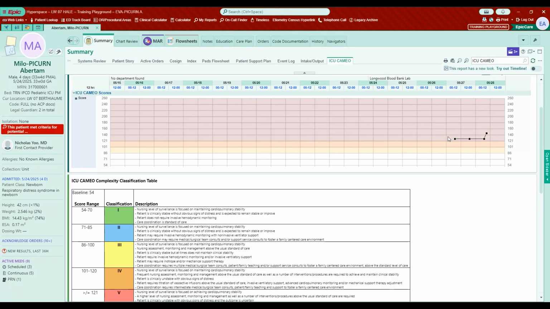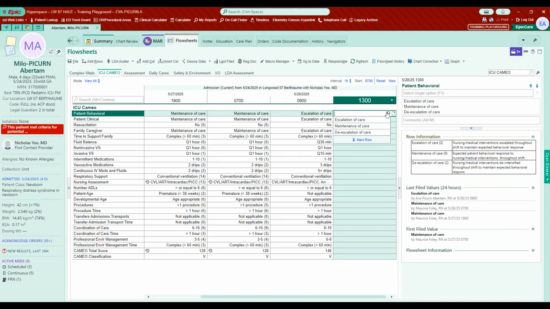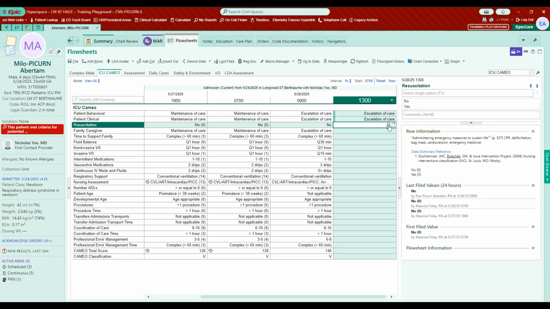Now let's complete the CAMEO, which we find in the patient's flow sheet. As I complete each section, a reference guide is available to help me. Starting from the top, I will first assess the patient's behavioral and clinical status over the shift. My patient exhibited signs of pain and agitation, so I need to escalate care. During my shift, I did not have to resuscitate him.